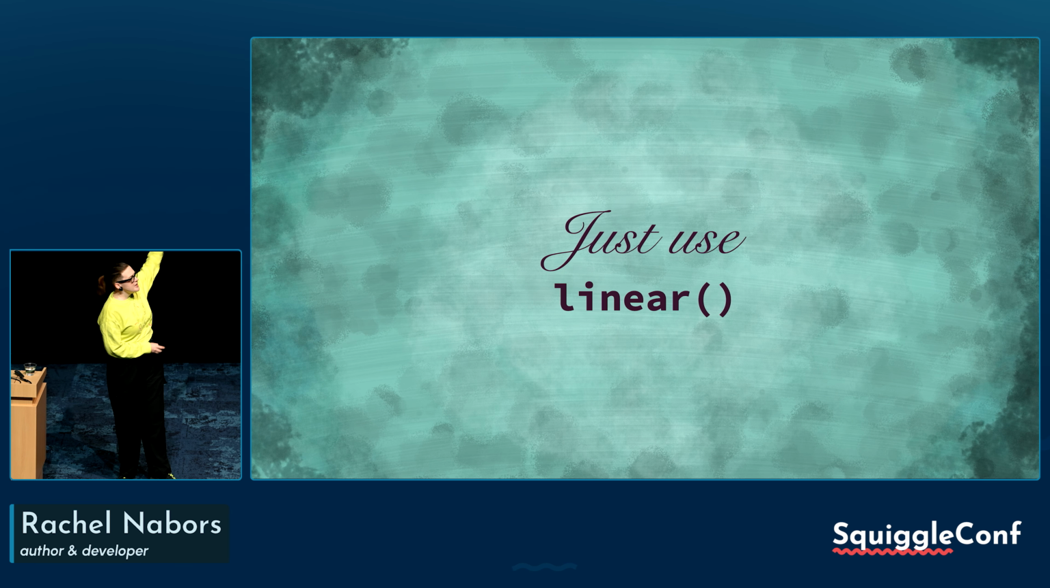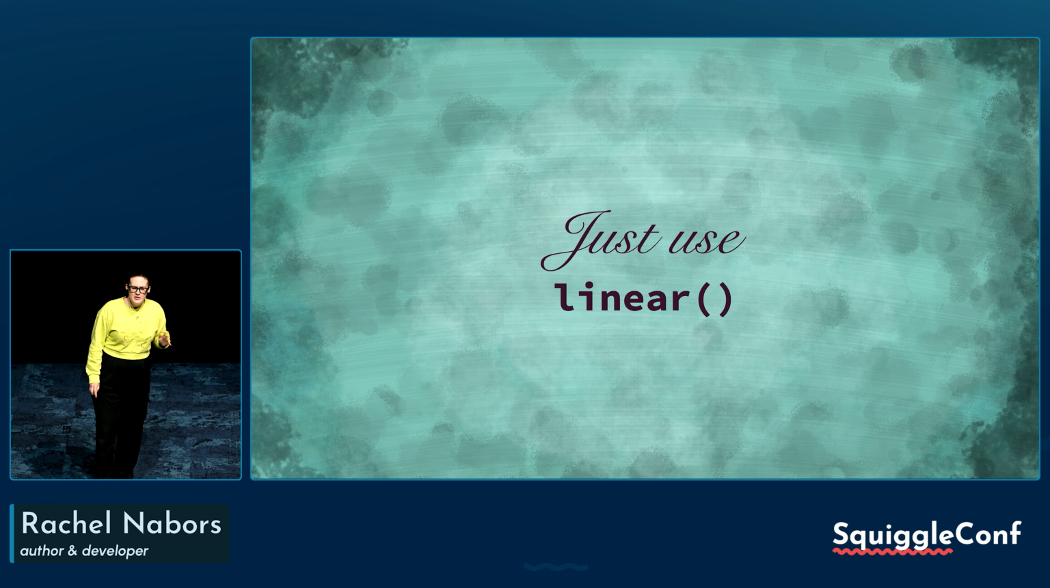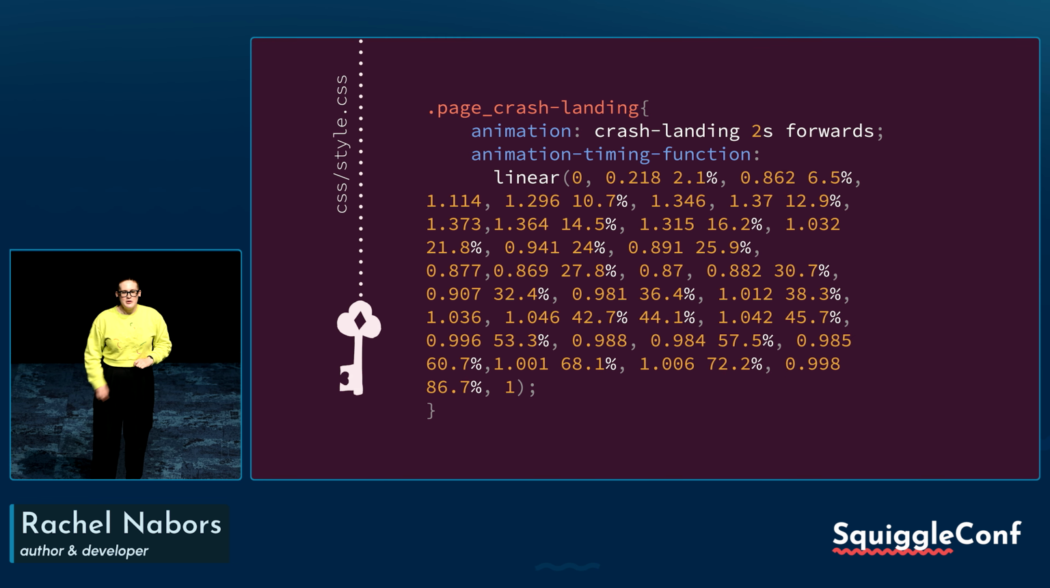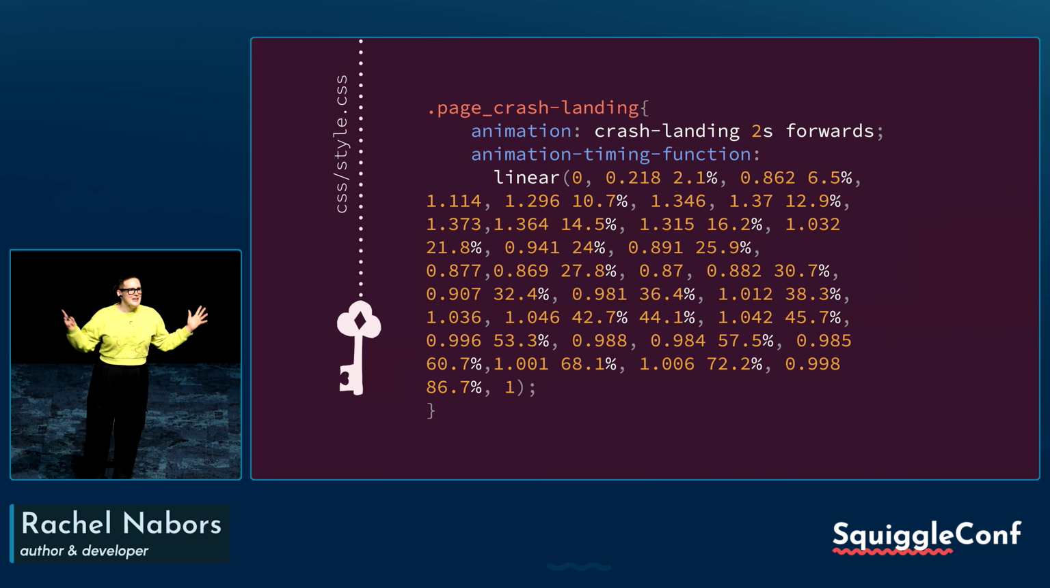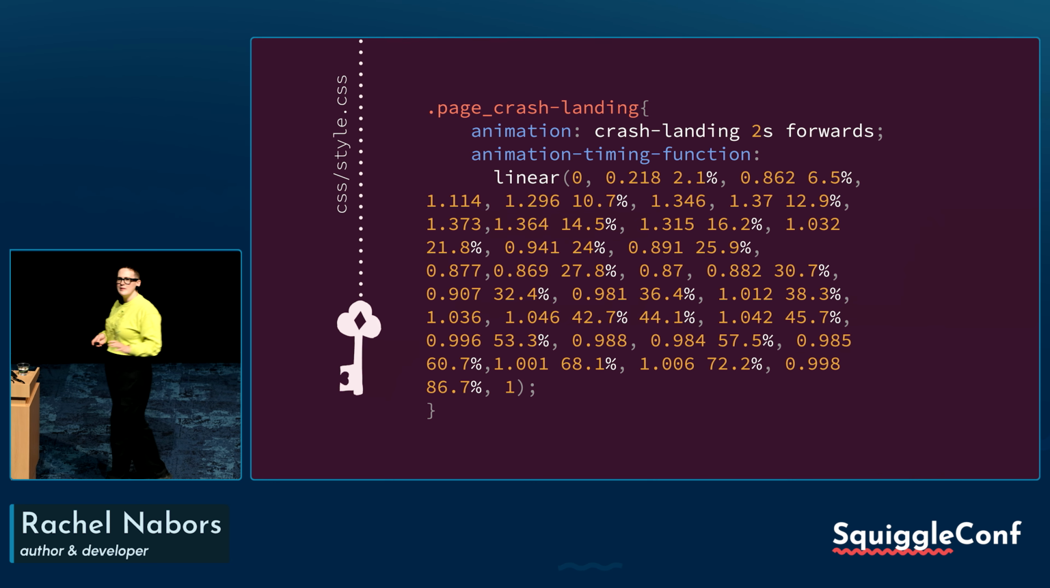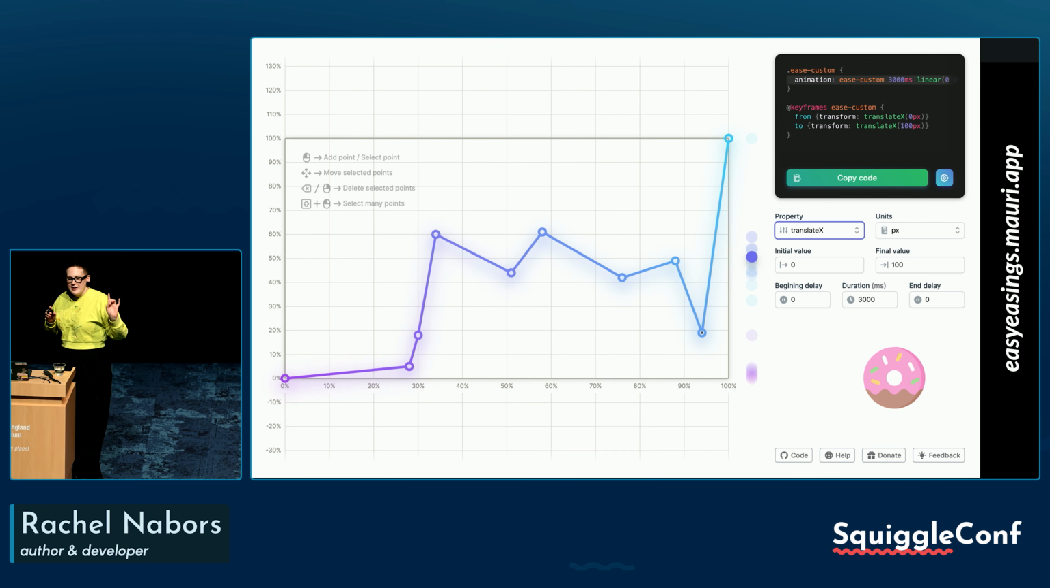All you have to do is add parentheses to the end of that timing function, linear, and then stuff it with a bunch of coordinates that indicate a line. I know, you're thinking, how am I going to come up with all those coordinates? Well, there are tools for that.